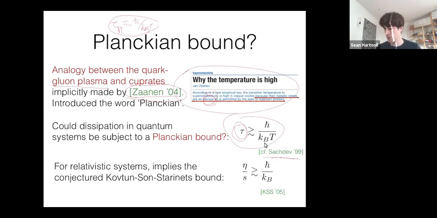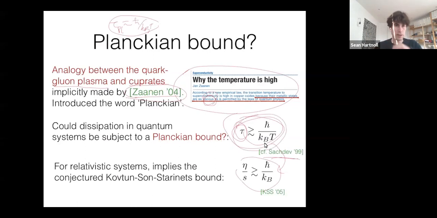And so, in particular, if such a bound exists, it would imply the KSS bound. And I'm not talking about prefactors, I'm just talking about squiggles, at the level of squiggles. It would imply the KSS bound. Okay, but this would also have consequences in condensed matter, right?